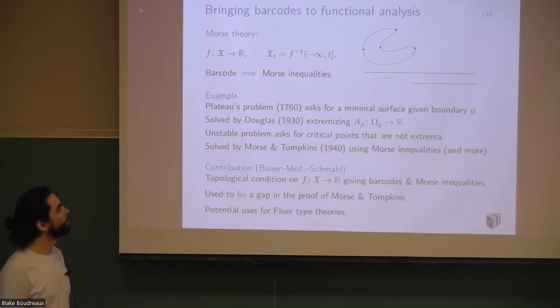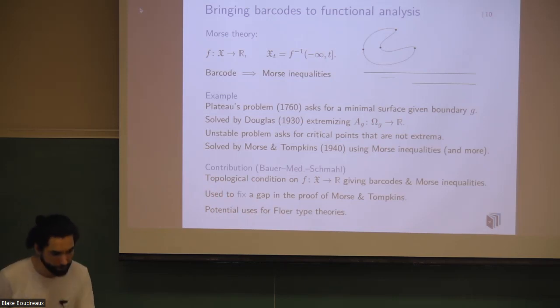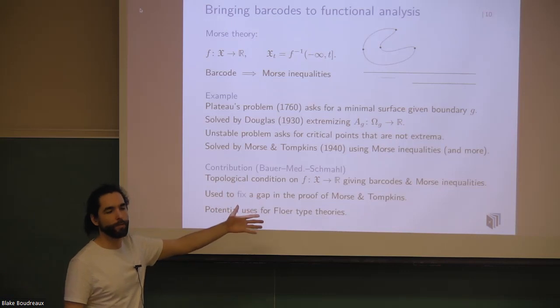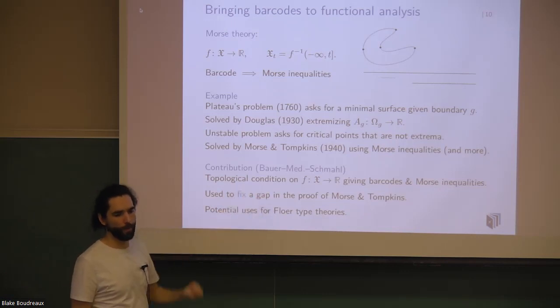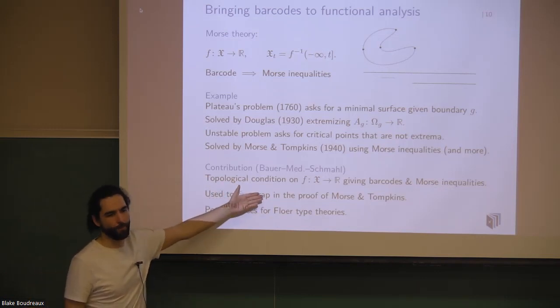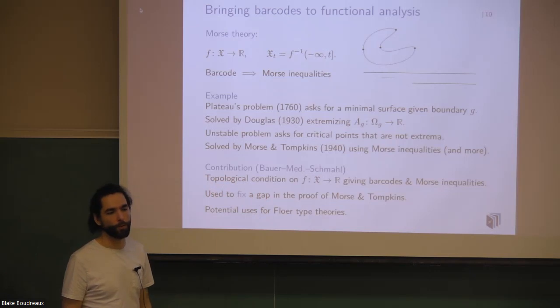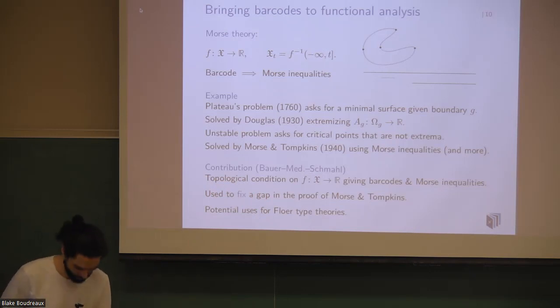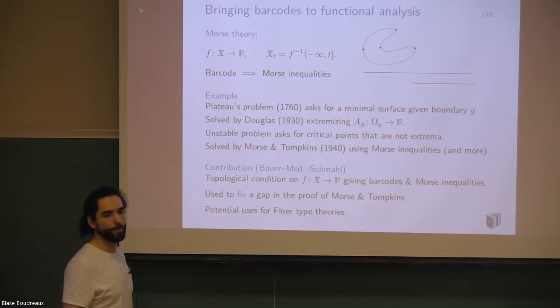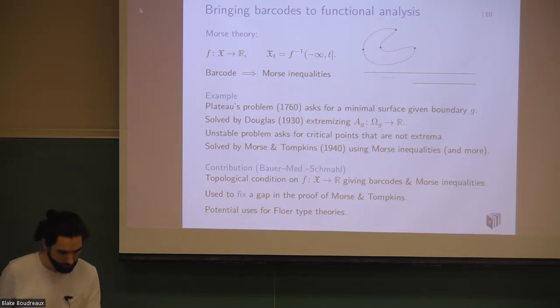Okay, so I'm going to move on now to the third and last part, unless you have more comments or questions. Basically, your barcode condition replacement is, if we had smoothness in all of the situation, we would have something like that. But this is all done homotopically, so we don't rely on the smooth structure. Well, this is a functional analysis question, right? The existence of a minimal surface solution.